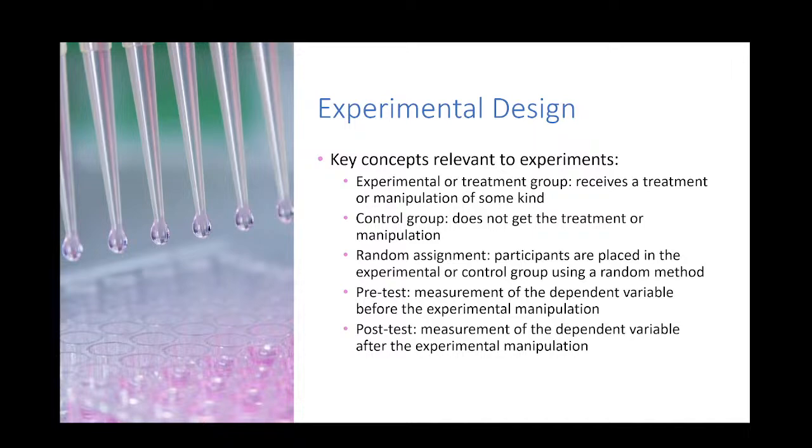So, key concepts for experiments, right? Okay, so you have the experimental or treatment group. This is the group that is exposed to your independent variable, right? Or receives a treatment or manipulation of some kind, right? So this is the group that, after you get your baseline, you do your pre-test, you give them a Red Bull and see if it changes how many words on a list they can memorize, right? So that is the group that receives the treatment, right?